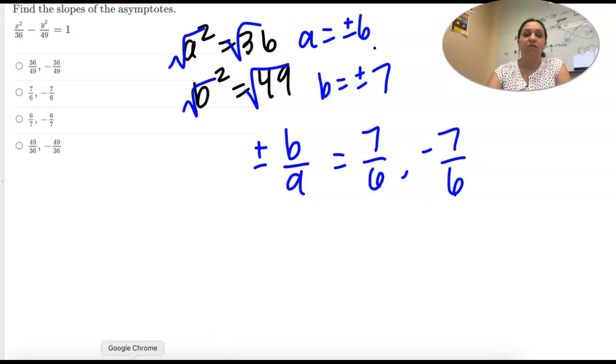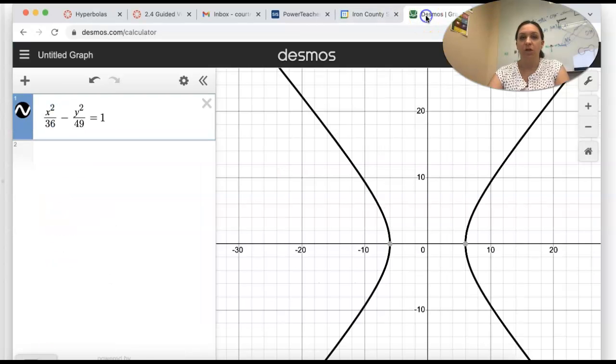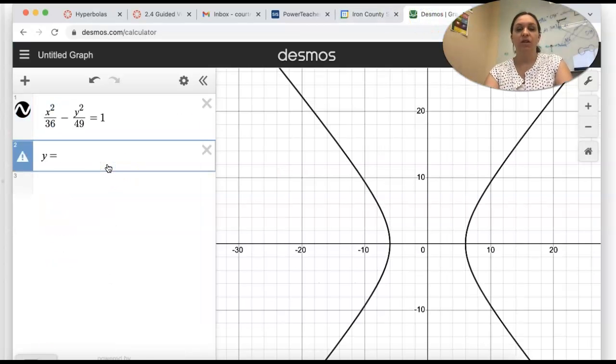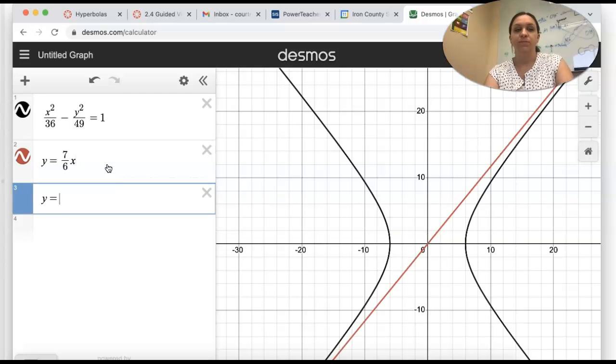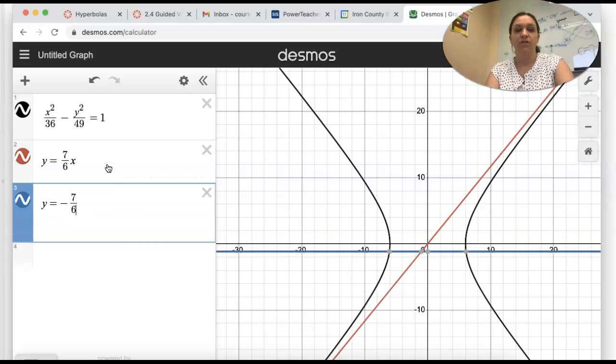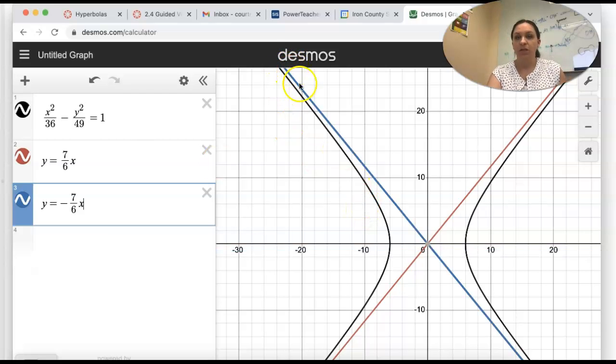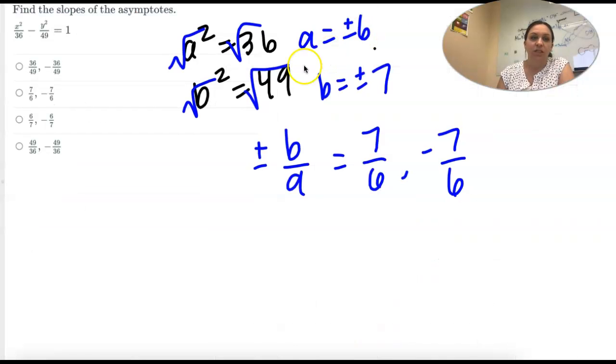And I'm just going to graph those so you can see what I'm talking about. It doesn't ask for the line equations, but I'm going to put them in there. It just asks for the slope. So see how those lines go right in between our hyperbola, and they will eventually just line up on that slope. Okay, so 7 over 6 and negative 7 over 6. Those are the slopes.